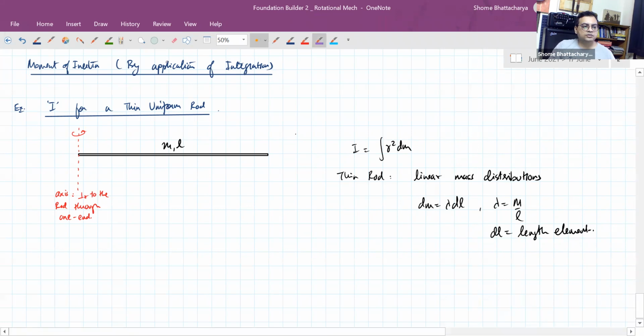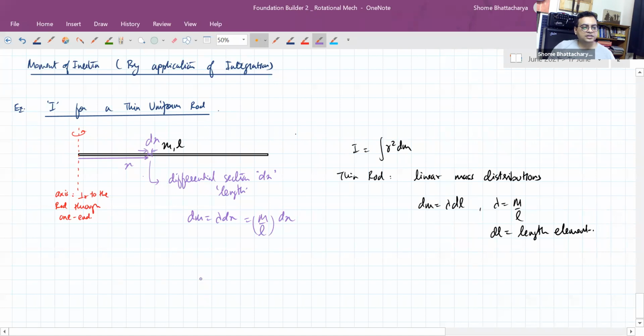So in this case, what we'll do is we will take, at some distance, let's say x from the axis, a thin strip or a thin section of the rod of thickness dx. So this is a differential section or a differential length dx. So its mass dm will become lambda dx instead of lambda dl. Okay. And mass per unit length is uniform, so it's m by l into dx.